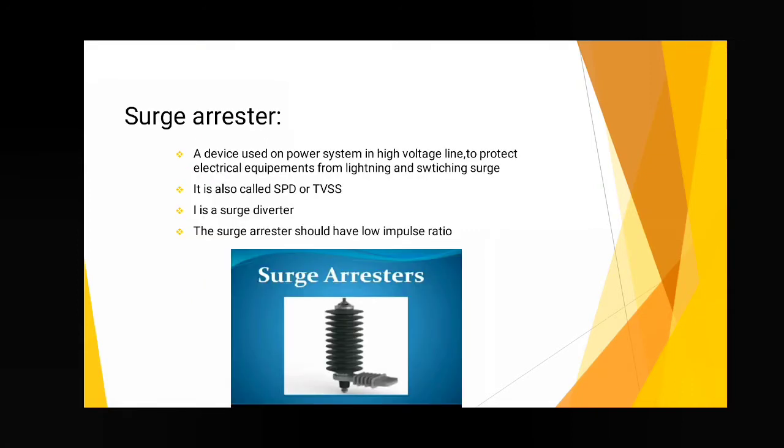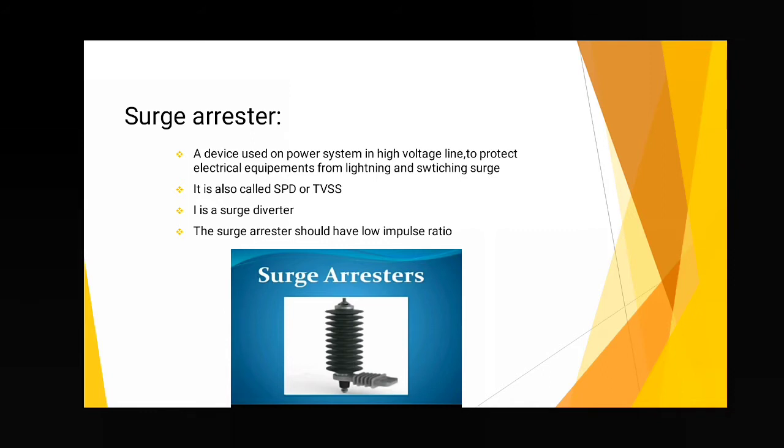Surge arrestor. In a power system of high voltage line, the electrical equipments are protected from lightning and switching surges by connecting the power system to a surge arrestor. It is also called as SPD or TVSS. SPD means surge protection device, TVSS means transient voltage surge suppressor. It is a surge diverter. Surge diverter is nothing but when the lightning strikes the power system, it diverts the lightning to the ground.